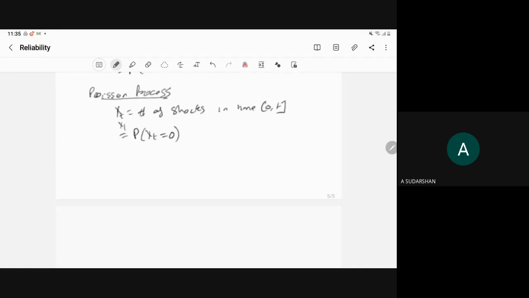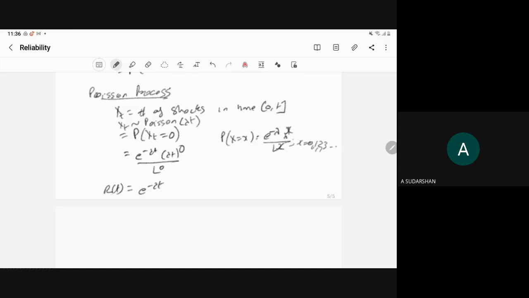And here Xt follows which distribution? Xt follows the Poisson distribution with parameter lambda t. So when Xt is equal to 0, what is the PMF of the Poisson distribution? It is e to power minus lambda t times (lambda t) to power x upon factorial x, for x equal to 0, 1, 2, 3 and so on. So this will give you e to power minus lambda t.